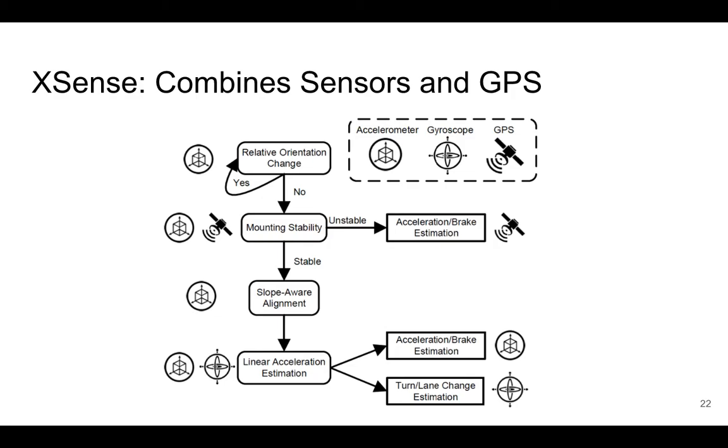Firstly, we use the accelerometer to detect relative orientation change. If there's no relative orientation change, we track the mount's stability. If it's not stably mounted, then we just use the GPS to track acceleration and brake. If it's stably mounted, then we conduct the coordinate alignment and linear acceleration estimation, and then we use the gyroscope and accelerometer to track acceleration and brake, and use the gyroscope to track turns and lane changes.